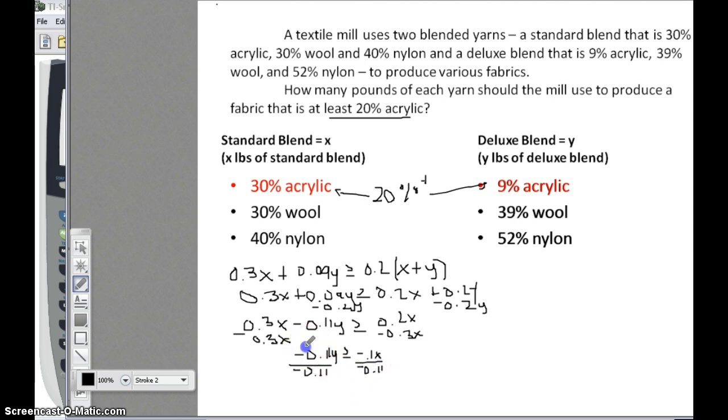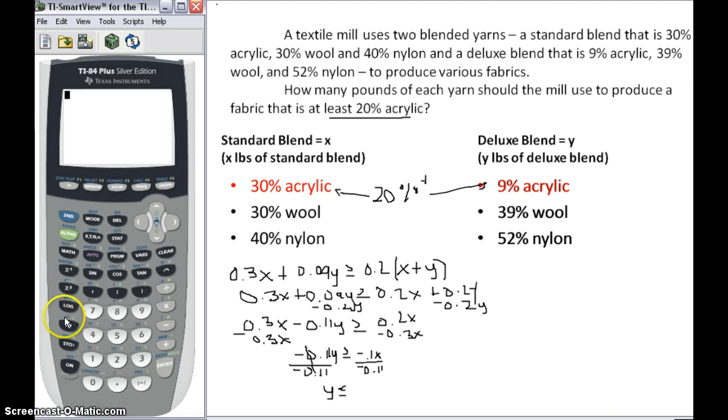And so on this side, these are going to cancel, and so I'm going to get y. Now I did divide by a negative, so I need to flip my inequality sign. So this flips to less than or equal to, and I'm going to get my calculator to do this. So on my calculator, I have negative 0.1 divided by negative 0.11. Enter. Ooh, big long decimal, so I don't really want that.